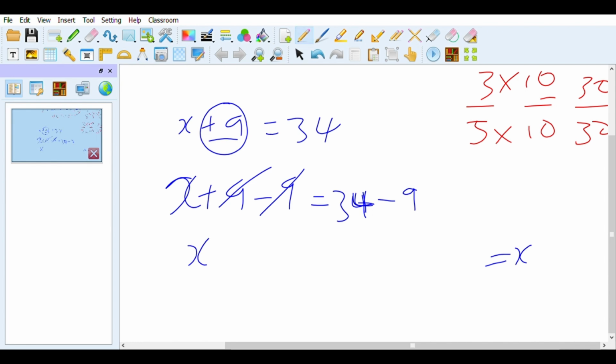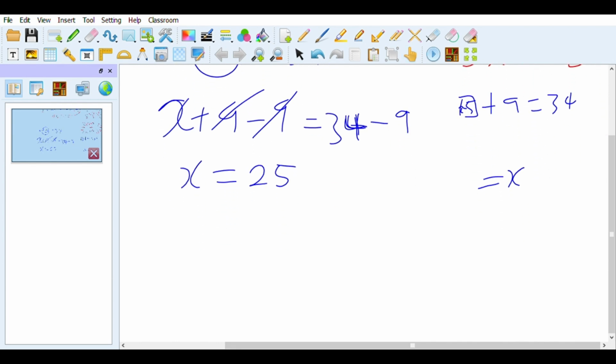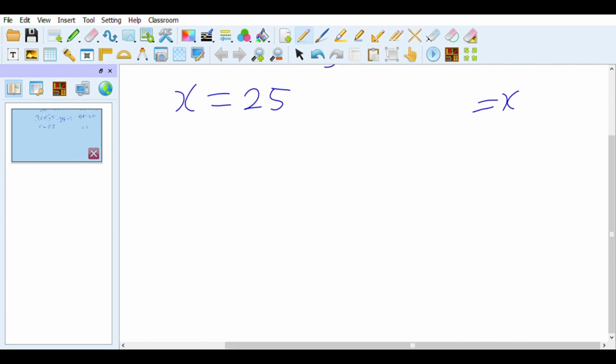So x is equal to 34 minus 9, which will give us 25. So the value of x is equal to 25. And you can see if we have a box plus 9 is equal to 34, what is going to go into this box is 25, and 25 plus 9 will give us 34. So we just subtracted the same number from both sides. Let's take the next example.